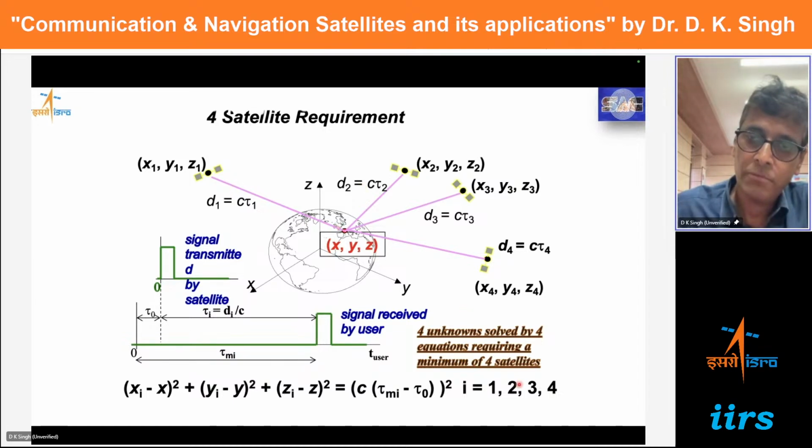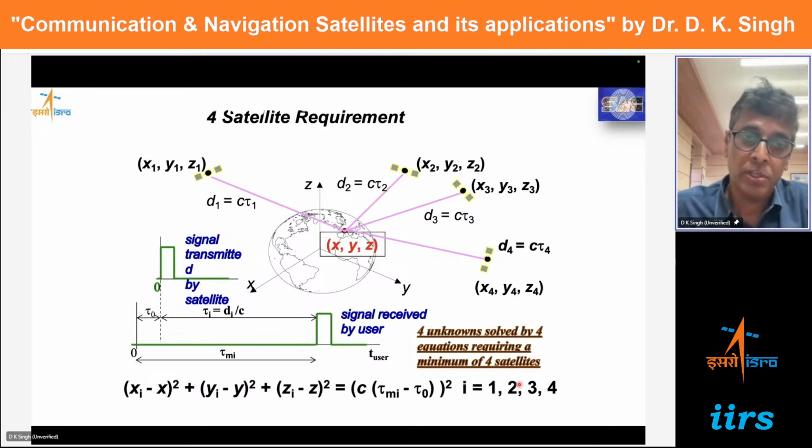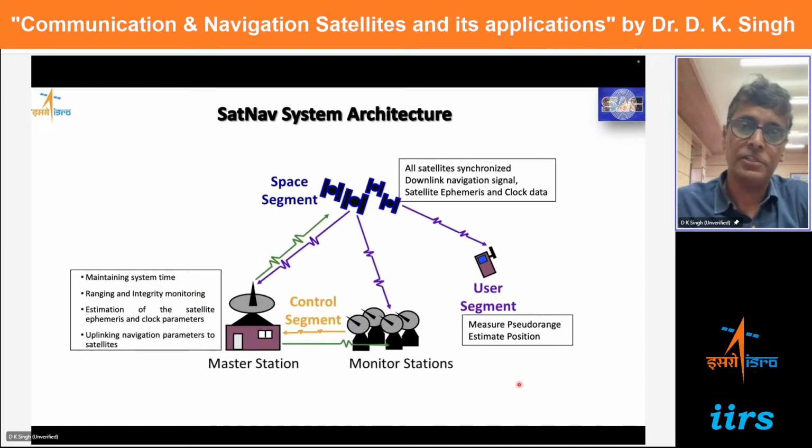So if you have 4 equations, you will get 4 solutions: x, y, z and time. If you only want to know the position, 3 satellites are good enough. But if you want to calculate the velocity also, time dependent position, you will need 4 solutions. So that is why minimum 4 satellites are required to do a meaningful navigation.